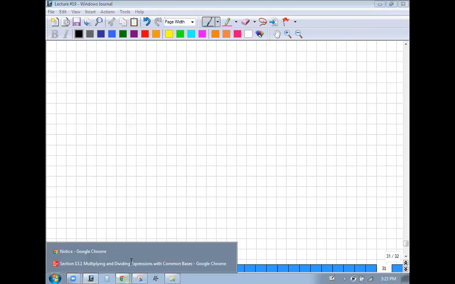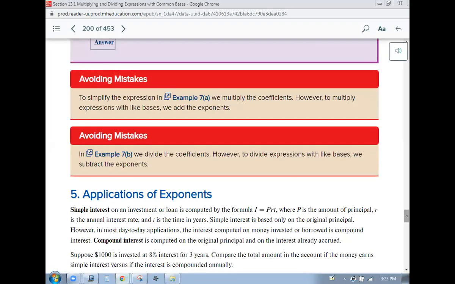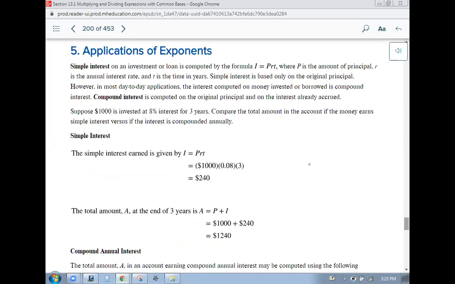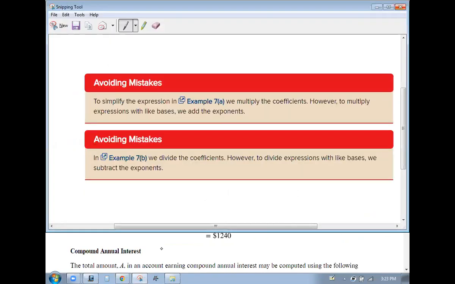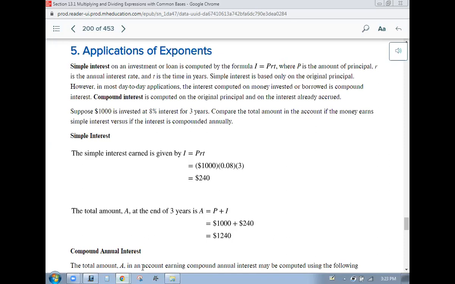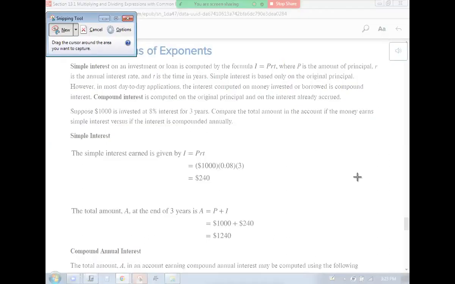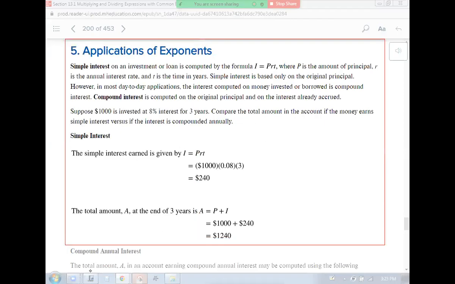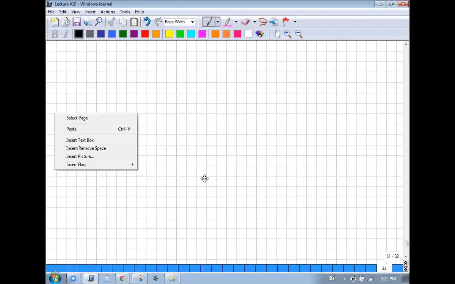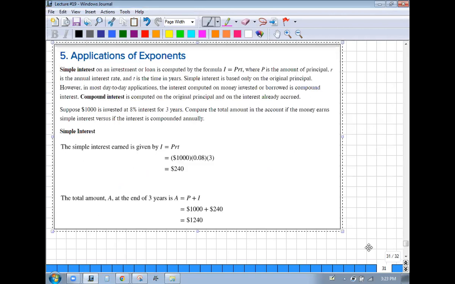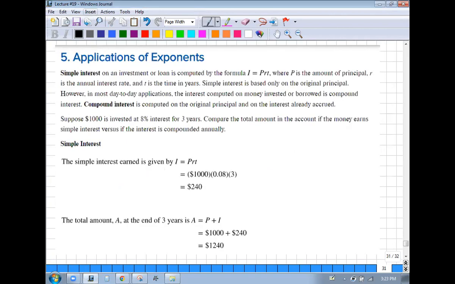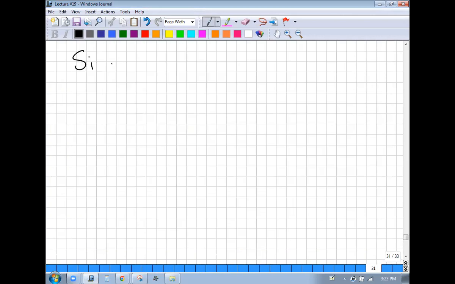Where were we? Applications of exponents. So exponents show up a lot when we're dealing with interest and how interest accrues. So simple interest. All right, let's see. Simple interest. We have several letters here. We have P is the principal. So how much you borrow, all right?